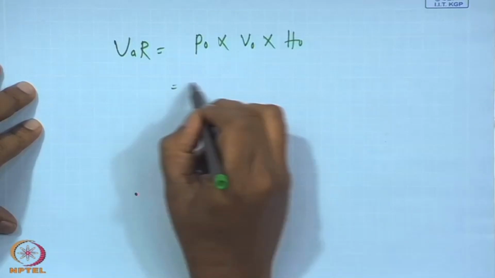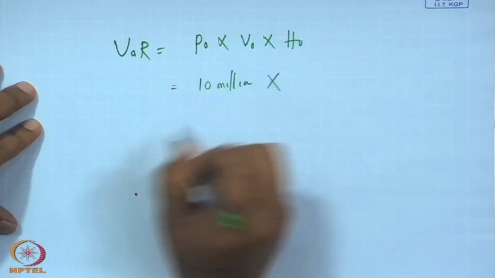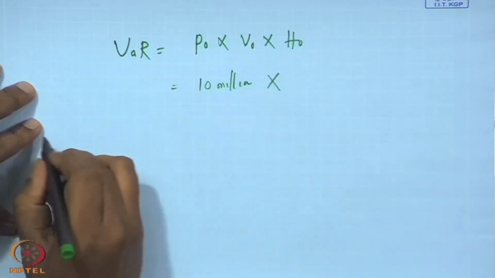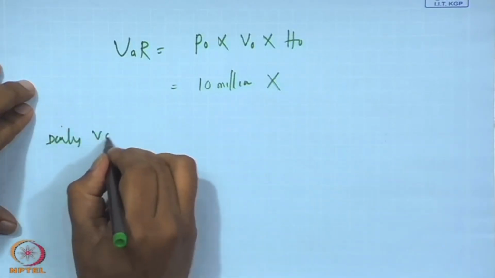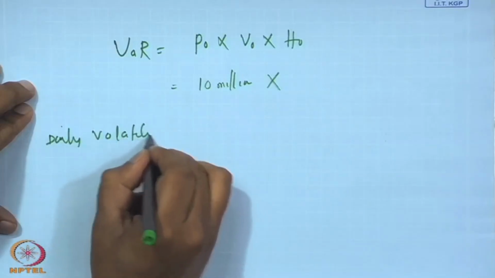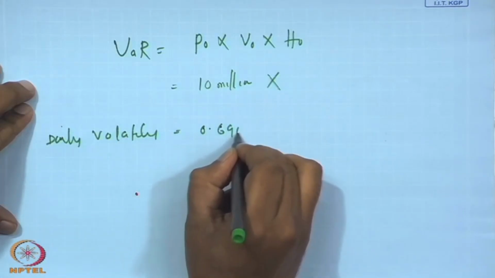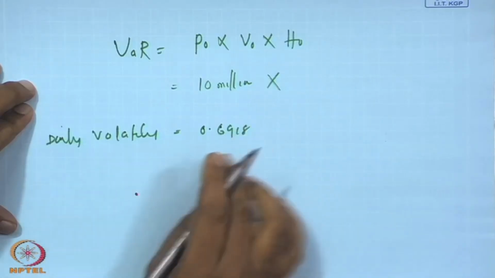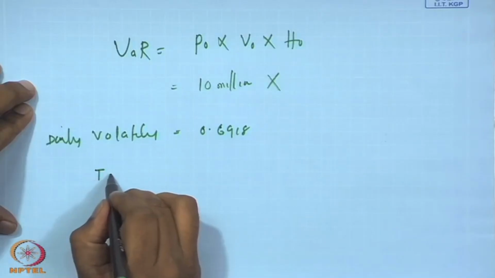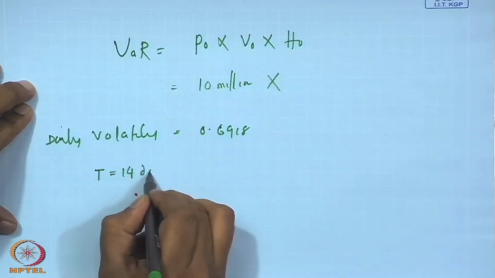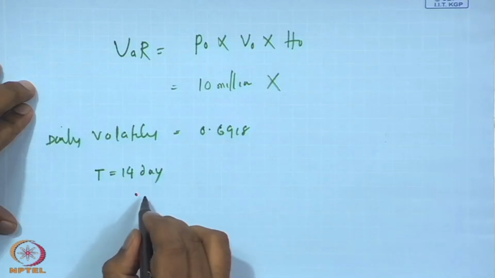Now, P0 is our 10 million. Volatility, we have estimated the daily volatility, and the daily volatility is 0.6918. So, we have to calculate the 14 days volatility. So, T is equal to 14 days. So, what is the volatility calculation?